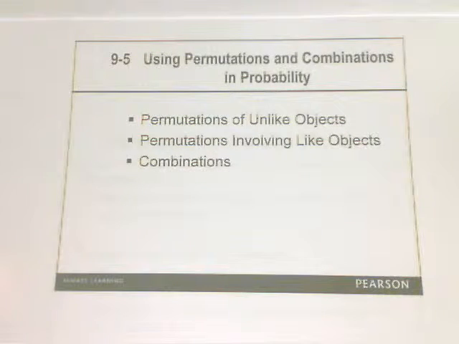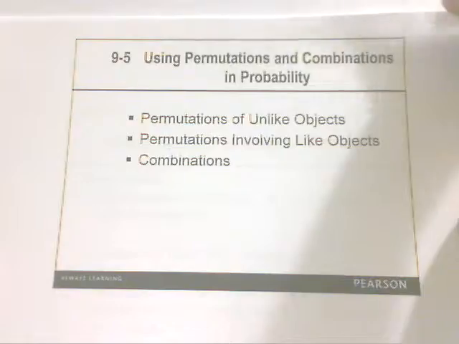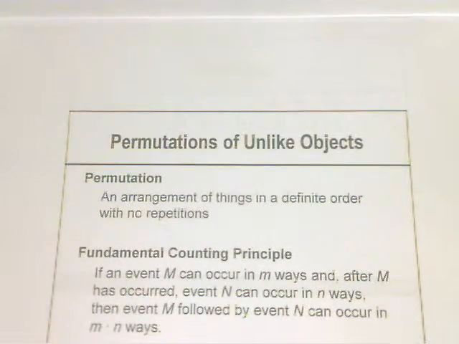Okay, in this video, we're going to be looking at how to use permutations and combinations in probability. What we'll look at is permutations of unlike objects, permutations that involve like objects, and combinations. Let's start off with permutations of unlike objects.